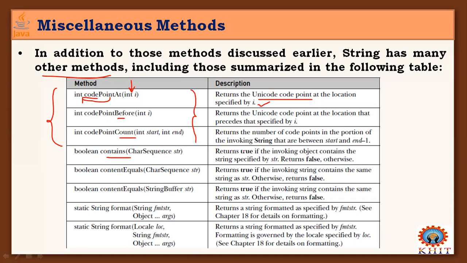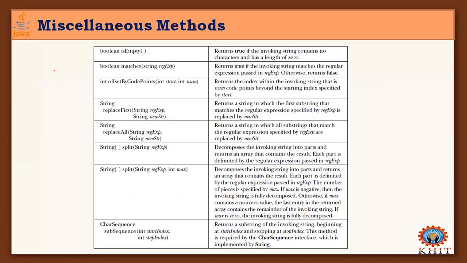And the Boolean contains method returns true if the invoking object contains the string specified by str, otherwise it returns false. Right? Then contentEquals, using a character sequence, nothing but a string, and StringBuffer, that is for manipulation. And isEmpty returns true if the string contains no characters and its length is 0. Sometimes we may check whether the given string contains characters or null values. And the matches function checks whether the invoking string matches the regular expression passed in, otherwise it gives false.